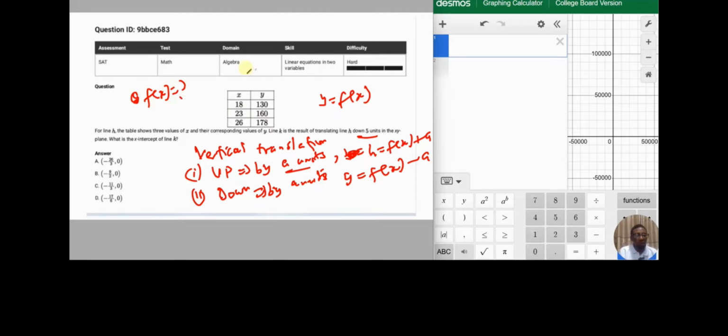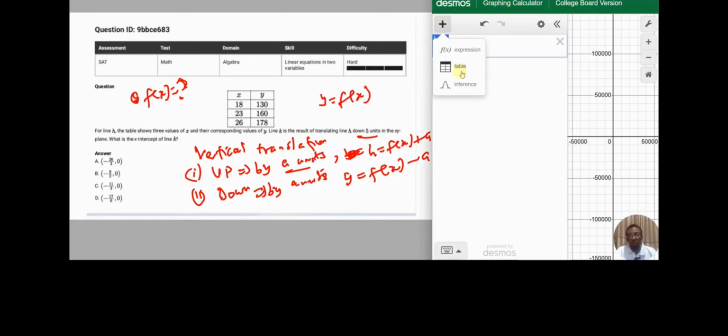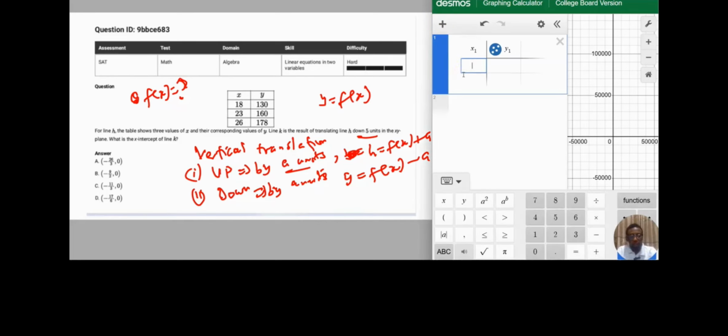Let's use Desmos to get our f of x for this question. They only give us the points x, y. So let me use my Desmos. I'll type in table: 18 and 130, 23 and 160, then 26 and 178. So let's check the regression.